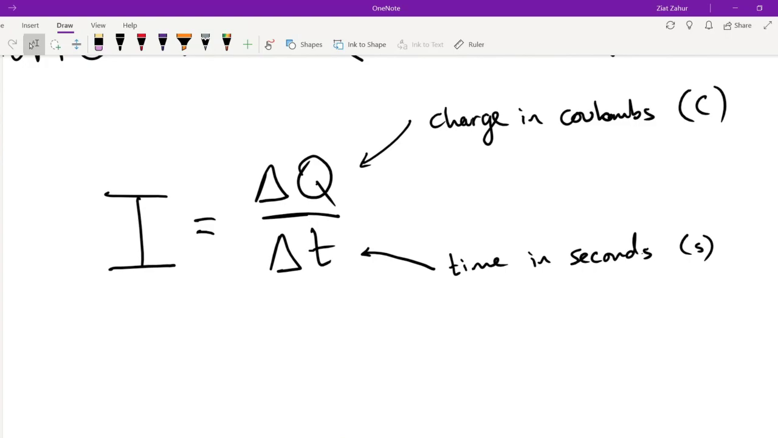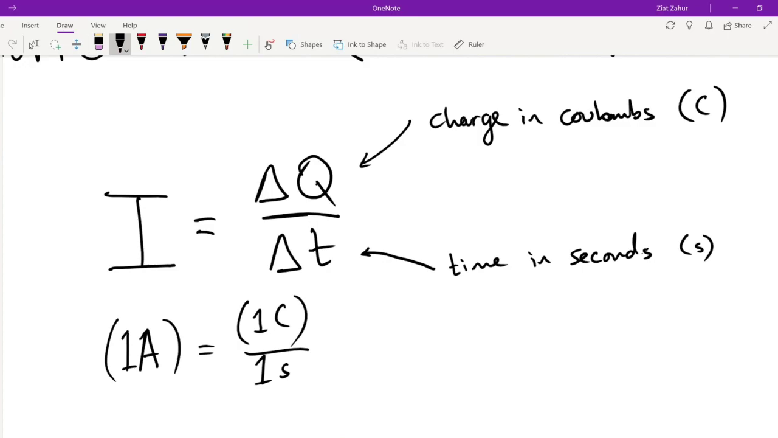So essentially, 1 amp is equal to 1 coulomb over 1 second. You get 1 coulomb of charge every second if you have 1 amp of current. That's actually quite a lot, right? How many electrons is 1 coulomb? Anyone remember? It was on the quiz, right? 6.25 times 10 to the 18th or something like that. Or is it 17? I can't remember.